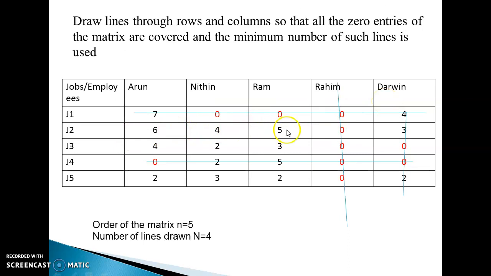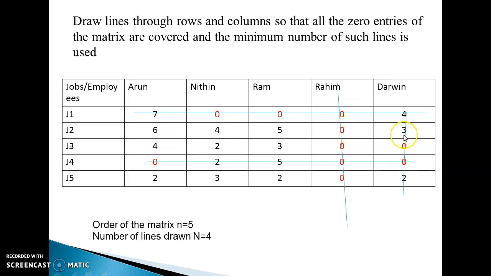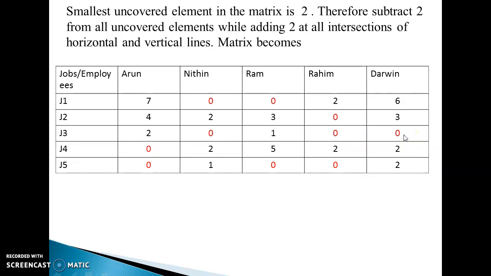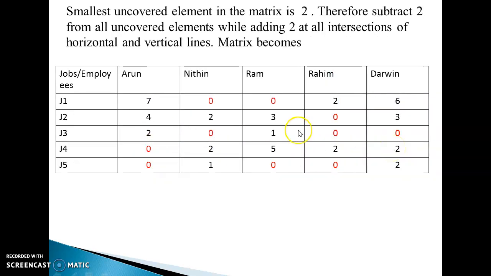Similarly second row, these are the uncovered, that is deducted, 6 minus 2, 4 minus 2, 5 minus 2. So it is 4, 2, 3. And here it is 0 and 3 as it is because it is covered. And in the third row again it is uncovered, 4 minus 2, 2 minus 2, 3 minus 2, and 0, 0 as it is because it is covered.